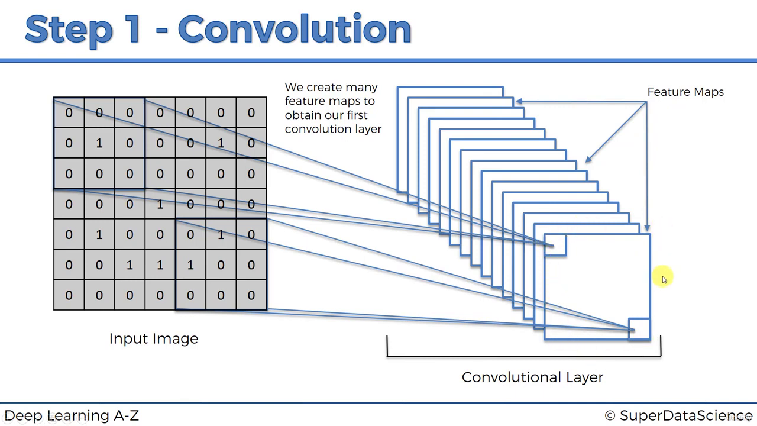In this feature map, we've detected where certain features are in the image. In this feature map, we've detected where certain other features are, where a specific feature is located. In this feature map, we've detected where another feature is located on the image. So that's what we're doing. And let's have a look at a couple of examples.